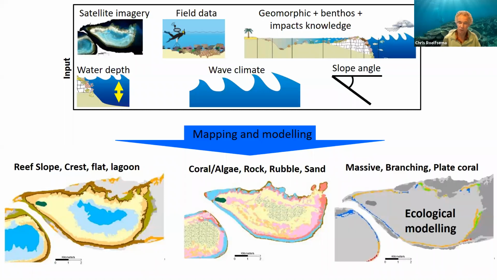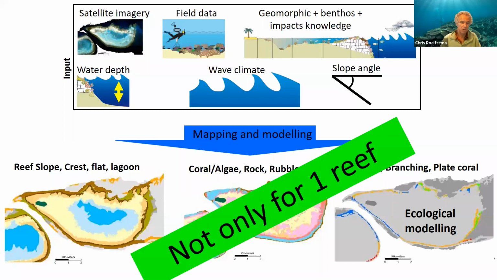And then with ecological map modeling, using those previous maps and the wave data, and field data, we can model the massive, branching and plate coral throughout the reef system. However, we need the very high level of detailed wave data and field data to be able to do it.